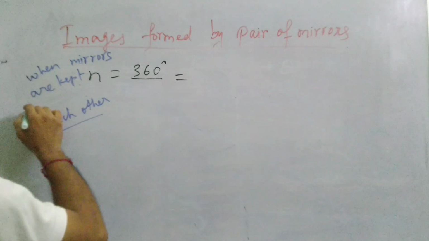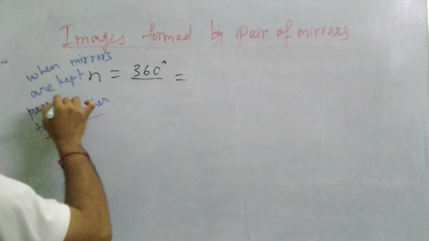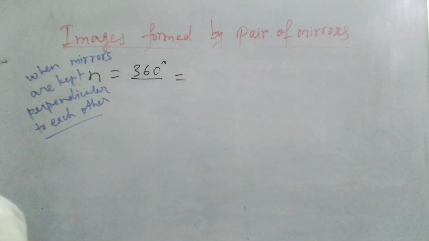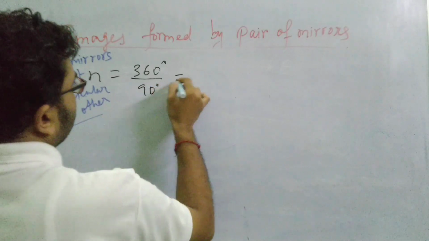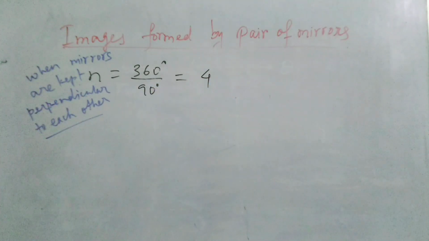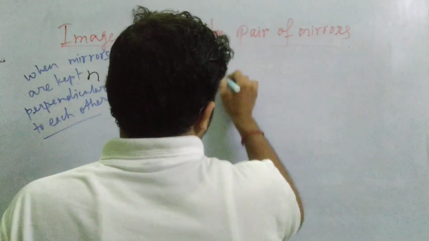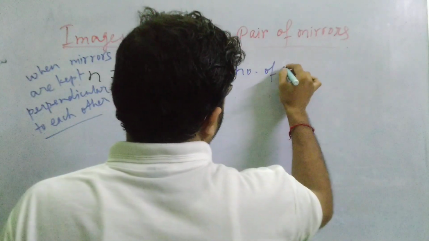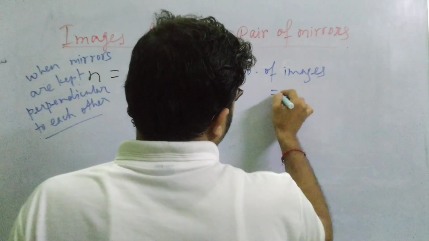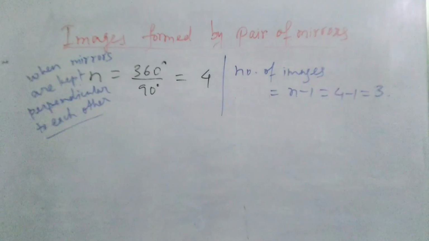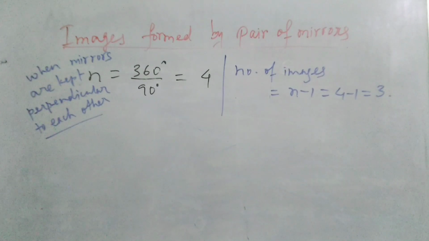So when mirrors are kept perpendicular to each other, n will be equal to 360 by 90, and that turns out to be 4. So n is 4, so it's an even number. As you know, for an even number, the number of images found will be n minus 1, that is 4 minus 1, which equals 3. So in case two mirrors are kept perpendicular to each other, you will be getting 3 images.